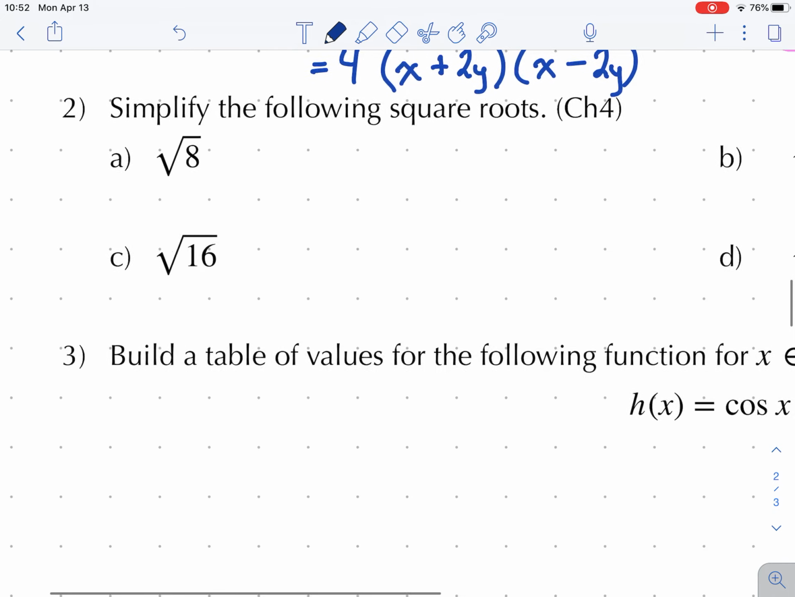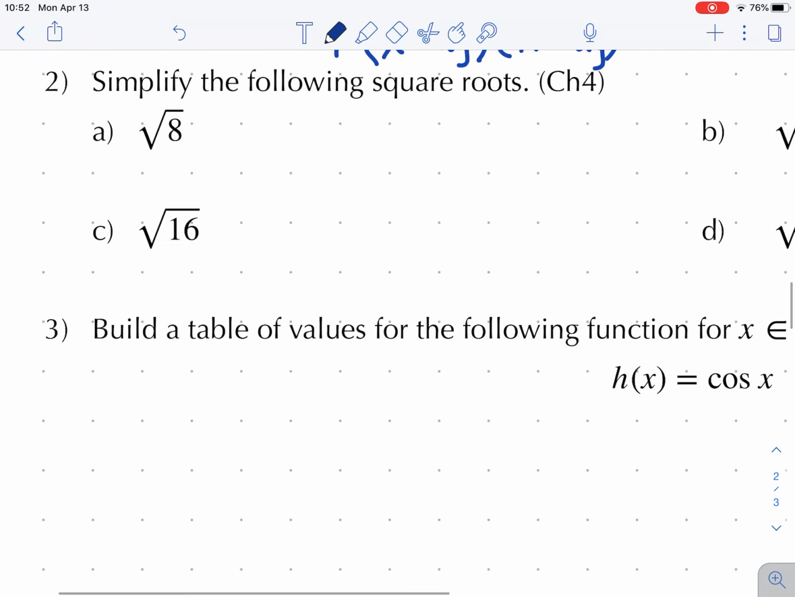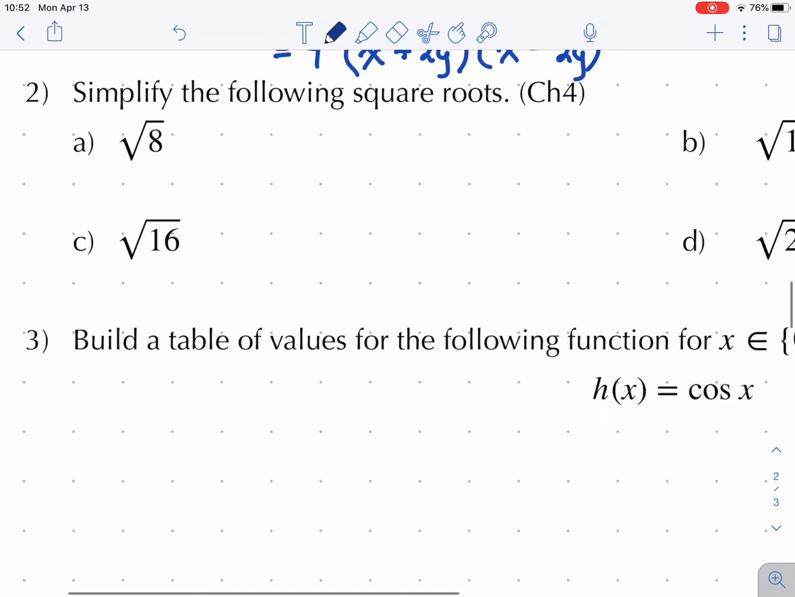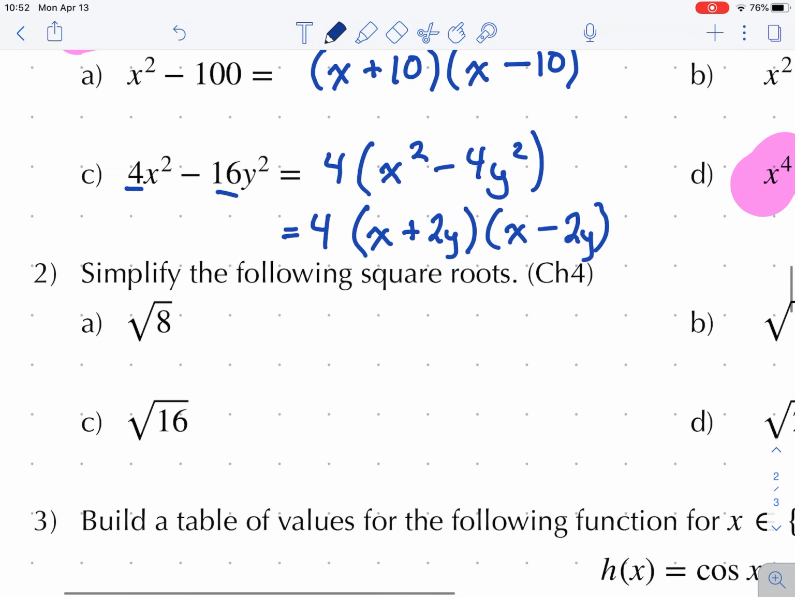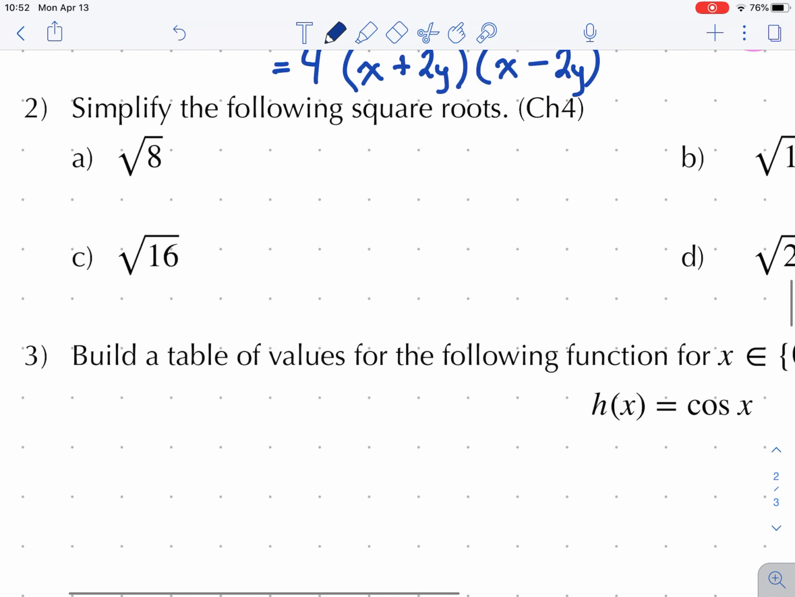All right, let's move on to question number 2. Simplify the following square roots. We're going to do the same process as we did in week 8B. Let's list out some perfect squares. 1, 4, 9, 16, 25, and so on. Those are our perfect squares.